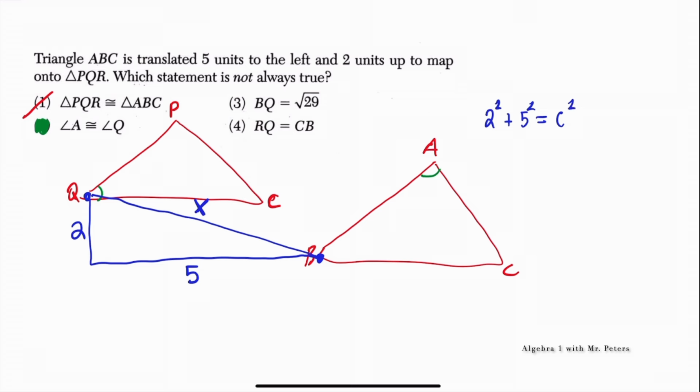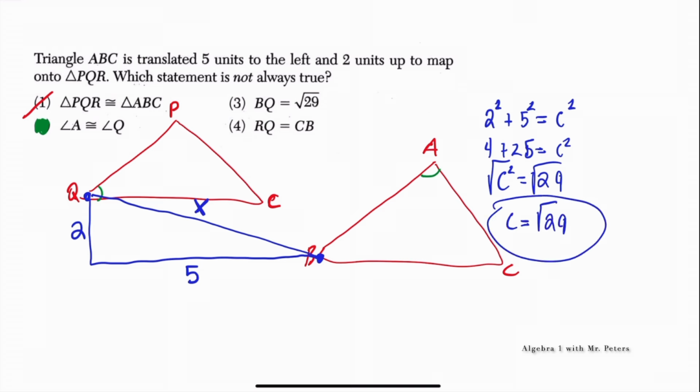That's BQ. So we have 4 plus 25 is equal to c squared. So we know c squared is equal to 29. Now, if we want to get c by itself, we get rid of the exponent. C is equal to the square root of 29. So based off this transformation, this will always be true because the distance is not going to change. You could also probably use the distance formula to confirm this, right? So that's always going to be true if the transformation remains the same.